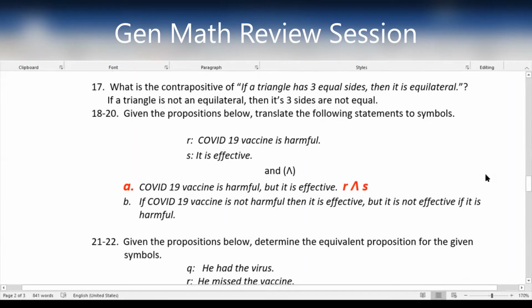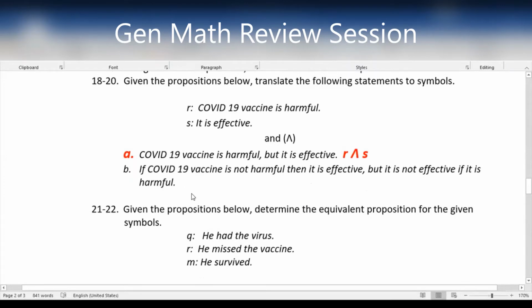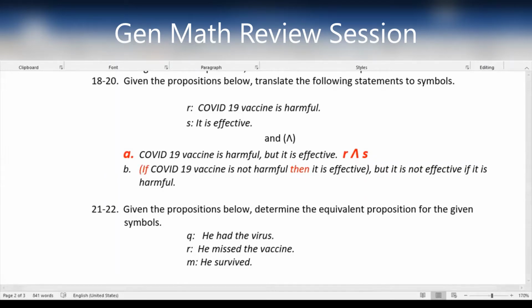Medyo mahaba yan kasi you have to include dalawa yan. Merong parenthesis yan. So take note, we can see if and then here. Tapos the comma is here. Kaya this is included in one parenthesis. Tapos but is and. So take note, there is not here. So you have to consider that. Okay, chat your answer now if you have answered.